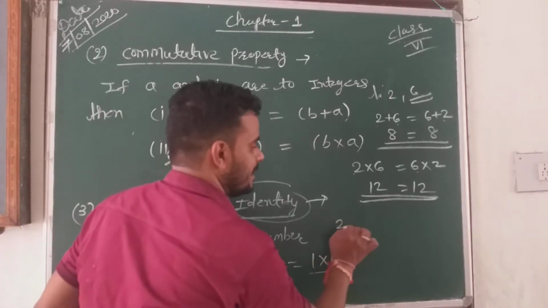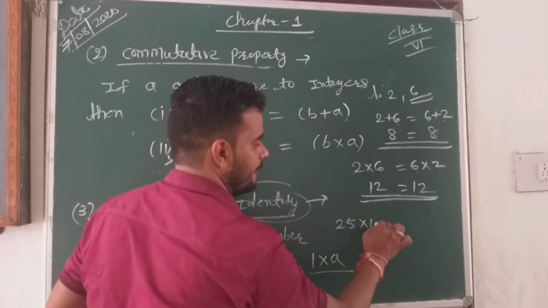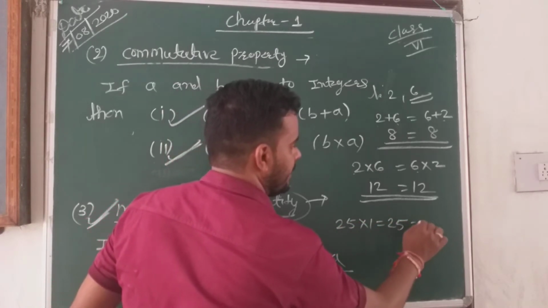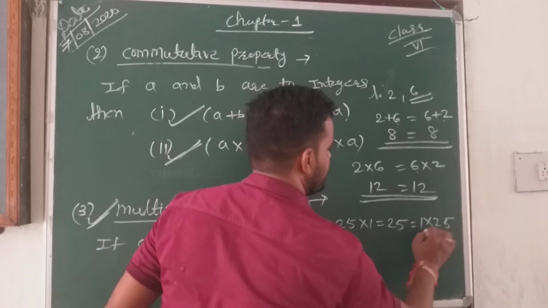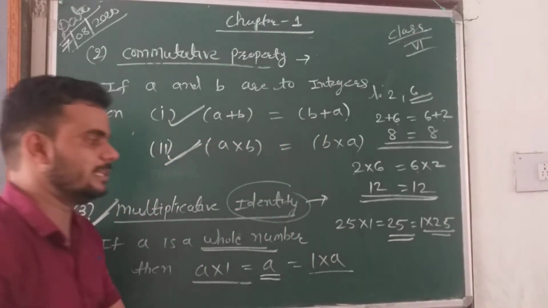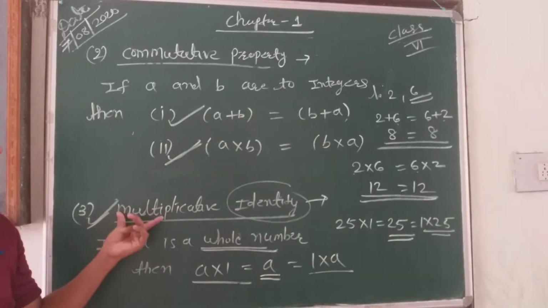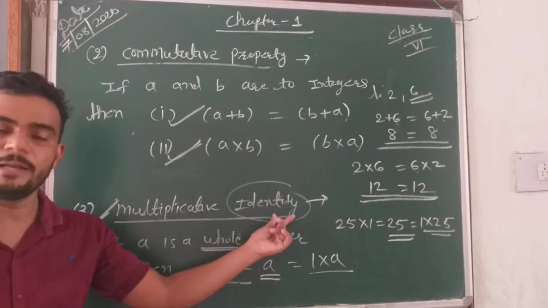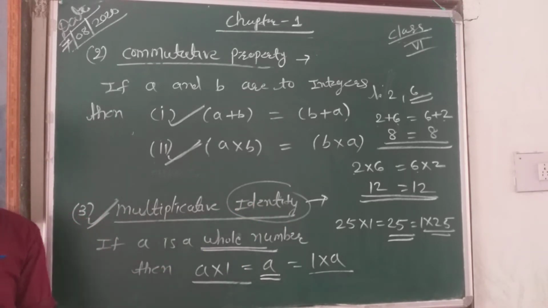Take a number, 25. 25 multiply 1 equals 25, and 1 multiply 25 also equals 25. So this is the verification of our multiplicative identity. Take the screenshot and write in your notebook.